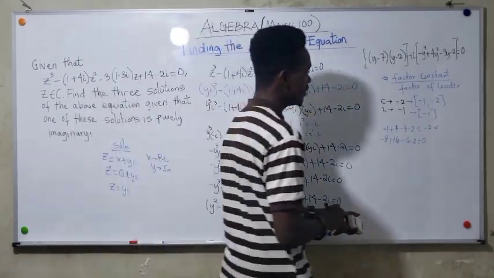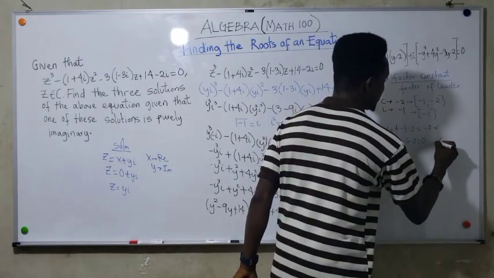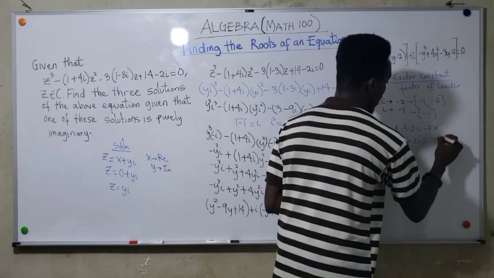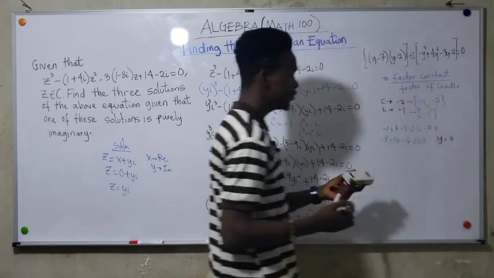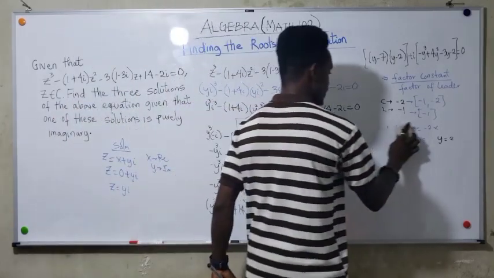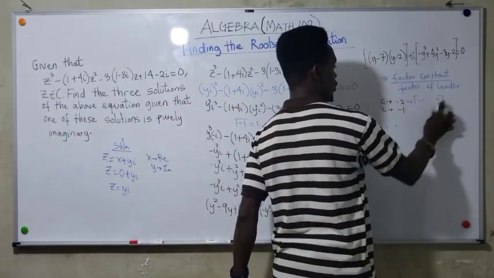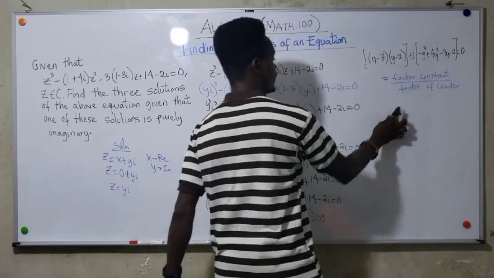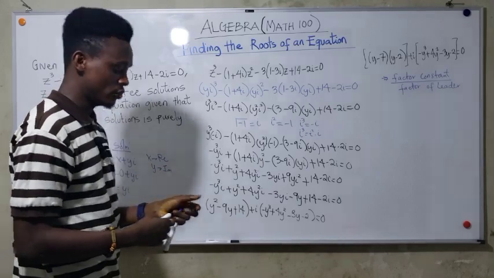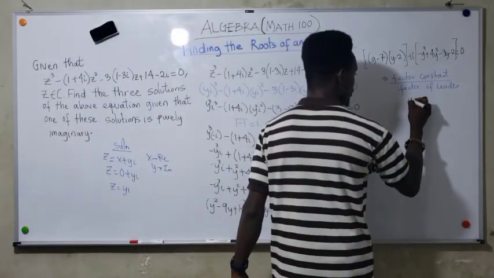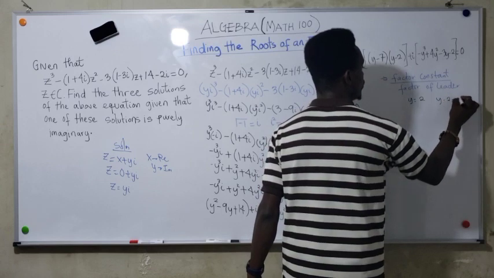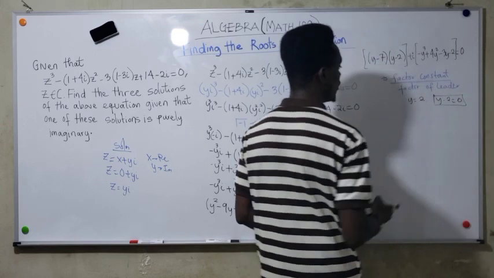So if 2 is a solution of this equation, it means that y was equal to 2, because we used 2 to test the equation. We already have our first factor, which is 2. If y is equal to 2, it means that y minus 2 should be equal to 0. So y minus 2 equal to 0 is one factor.